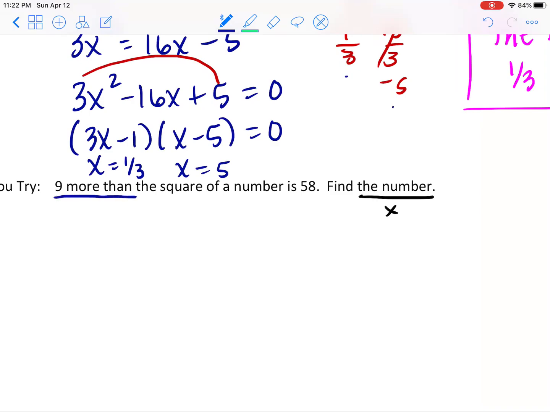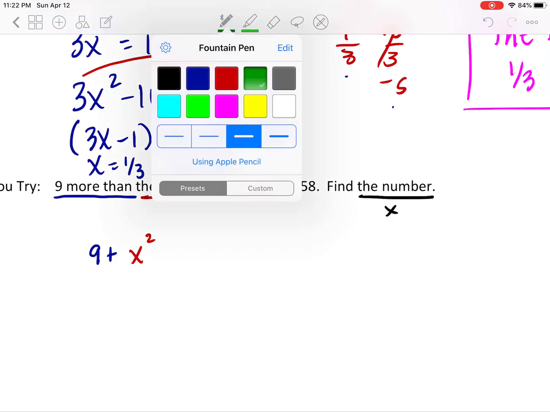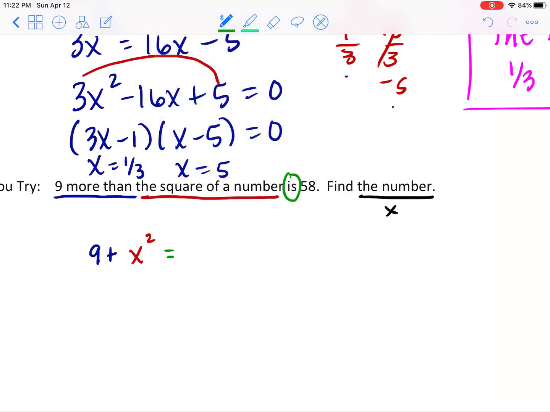So 9 more than means 9 plus the square of a number, which would be x squared, and then "is" is our equal sign, and then 58, nothing to translate there, right? 58 just comes down, 58. So our equation is 9 plus x squared equals 58. Now we don't have to worry about factoring on this one because we don't have an x to the first term.